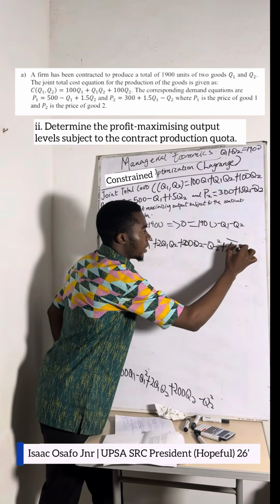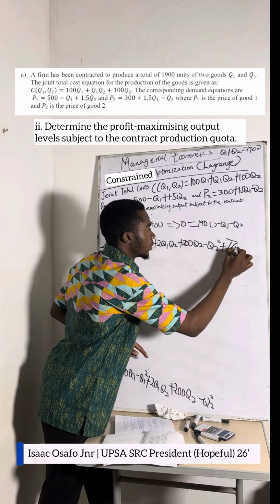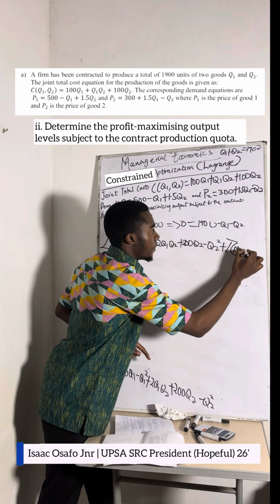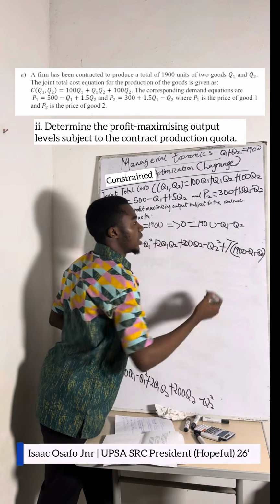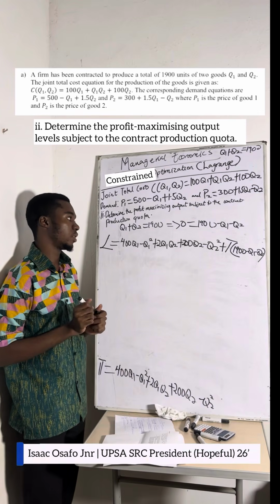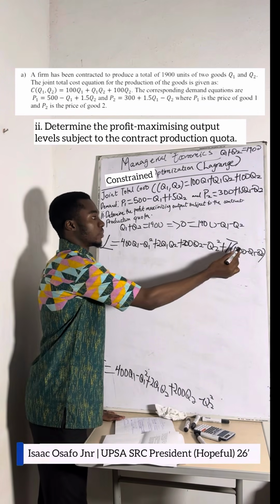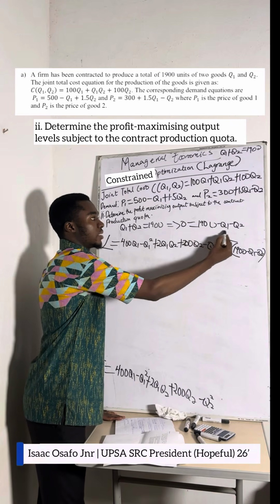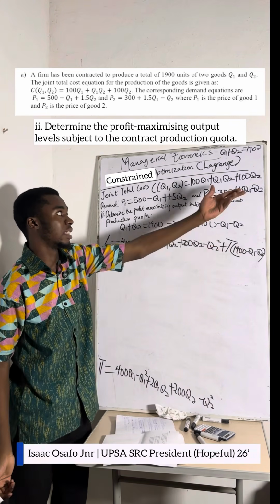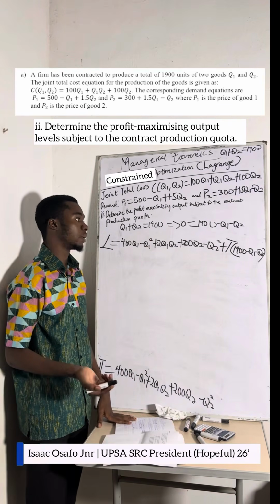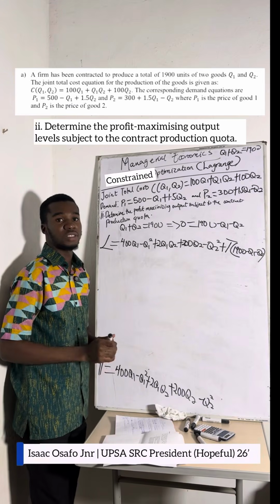So plus lambda into brackets 1900 minus Q1 minus Q2. It might look difficult, but it's not so difficult. You just write your profit function, then plus the lambda, this sign, then times this one when you equate it to 0. That's all. So just multiply this times the lambda. That's why you call it the Lagrange multiplier. So now this function is called the Lagrangian function.